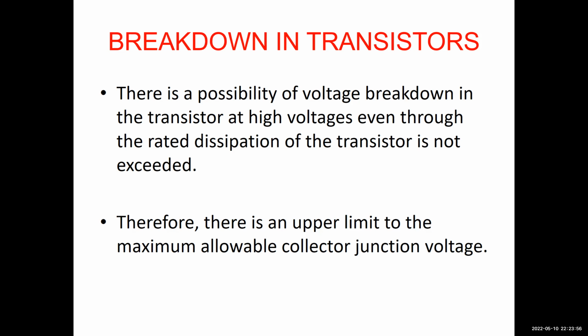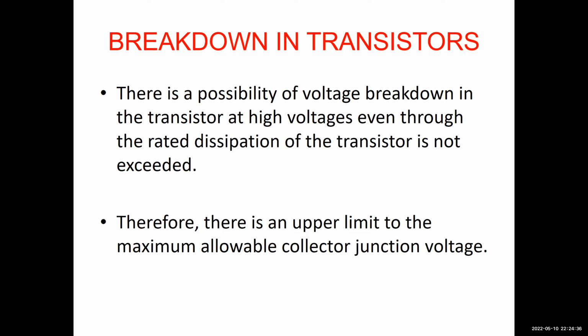So there is some possibility of voltage breakdown in the transistor at high voltages, even though the rated dissipation of the transistor is not exceeded. That means in some cases, even when the threshold voltage level or the high voltage is not reached, the transistor is going to cut off. Your transistor is going to break down. There is an upper limit to the maximum allowable collector junction voltage, because the breakdown mainly happens during reverse bias only. So we are going to take this as the collector junction voltage.